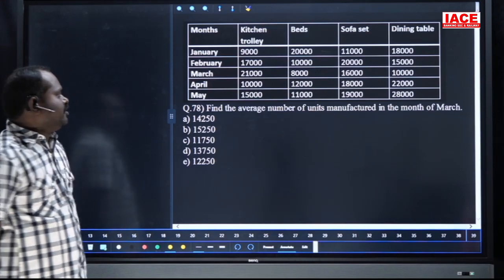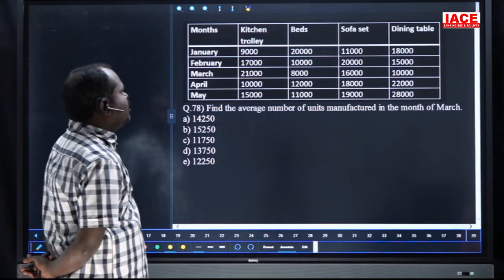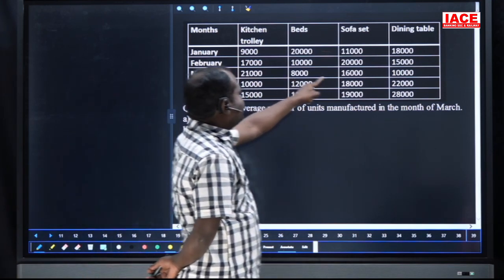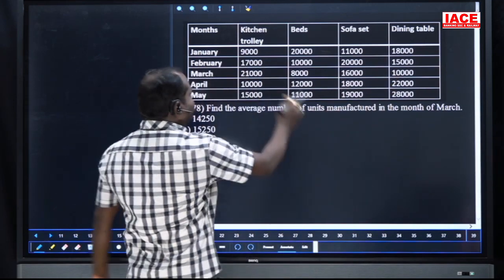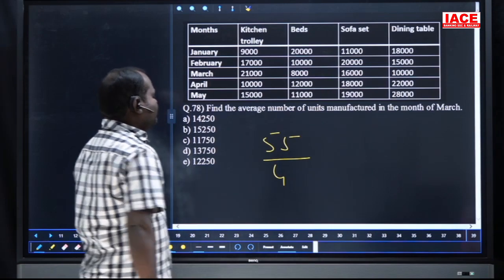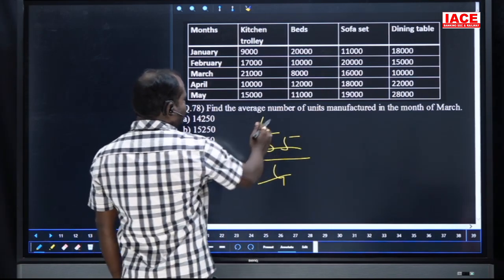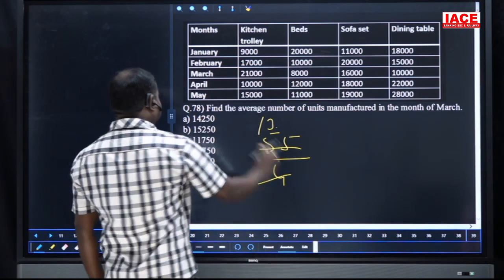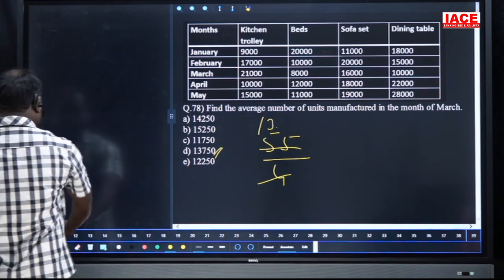Next, find the average number of units manufactured in the month of March. Average: 21 plus 8, 29, 39, 45 plus 10, 55 by 4. 55 by 4 is nothing but 4 ones 15, 13.75. Option D. Next.